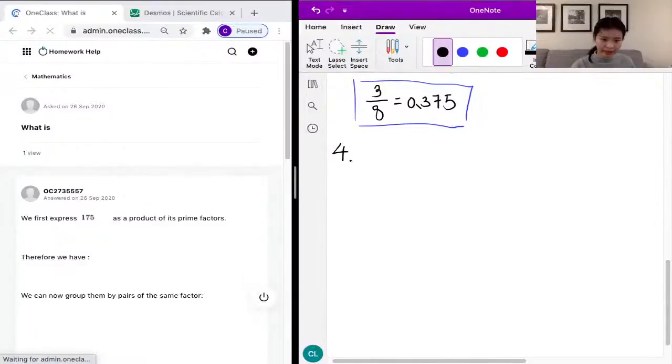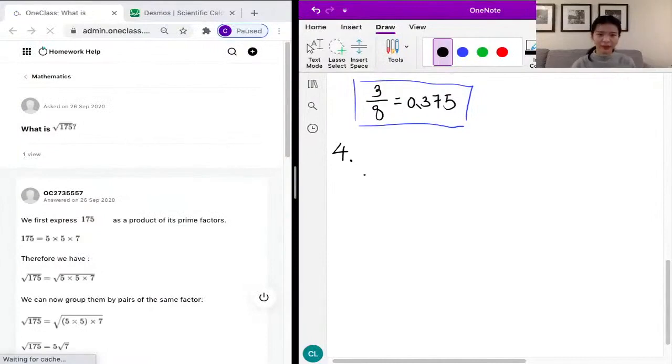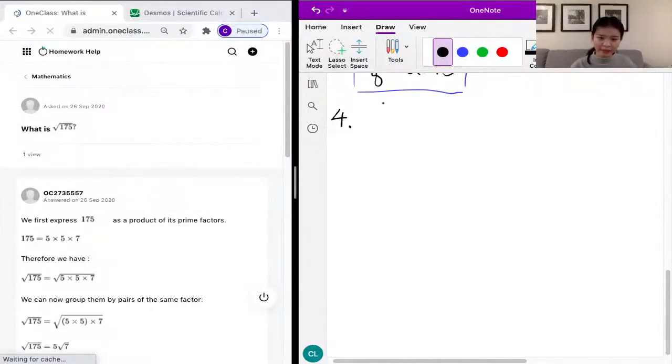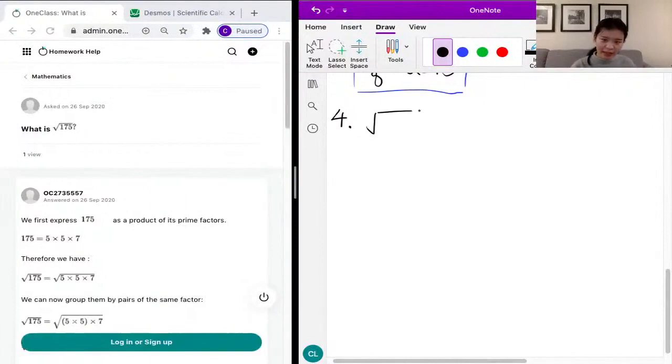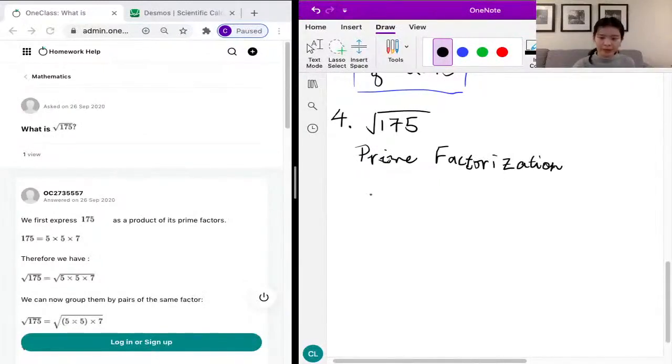So our question number 4 is asking, what is the square root of 175? So it basically asks us to simplify the square root of 175. And the best way to do this is to use prime factorization.